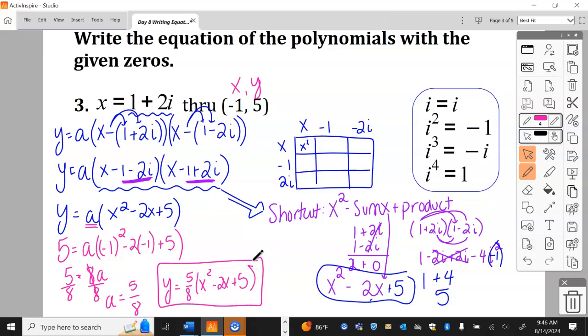Okay. So I know the shortcut, I know there was kind of a lot going on there, but the shortcut is just going to be x squared minus the sum of your conjugates with an x plus the product. All right.